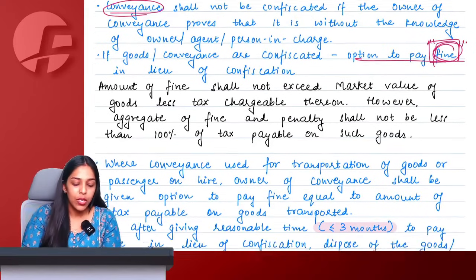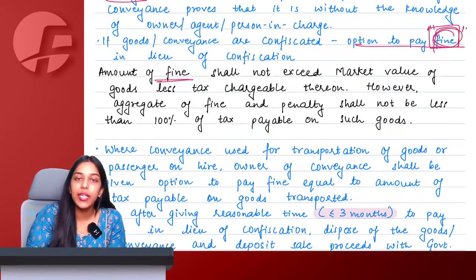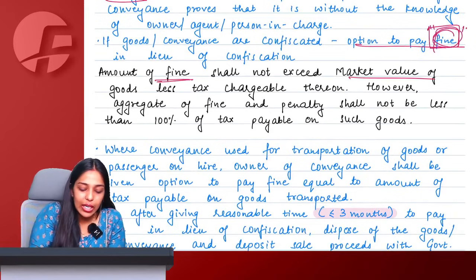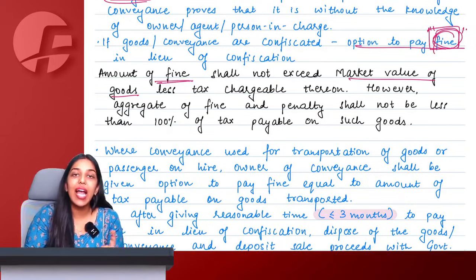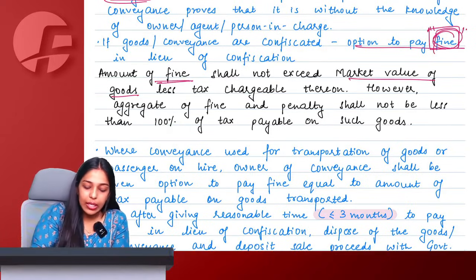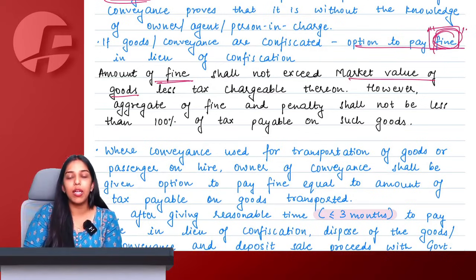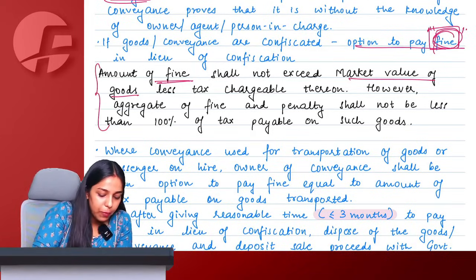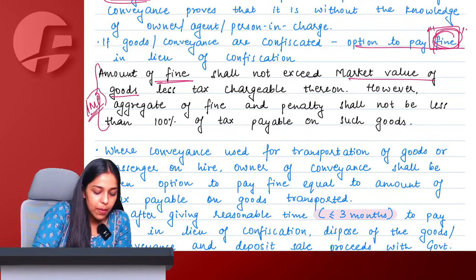So the amount of fine shall not exceed the market value of the goods, less tax chargeable thereon. However, the aggregate of fine and penalty shall not be less than 100% of tax payable on such goods. This is important for MCQ.